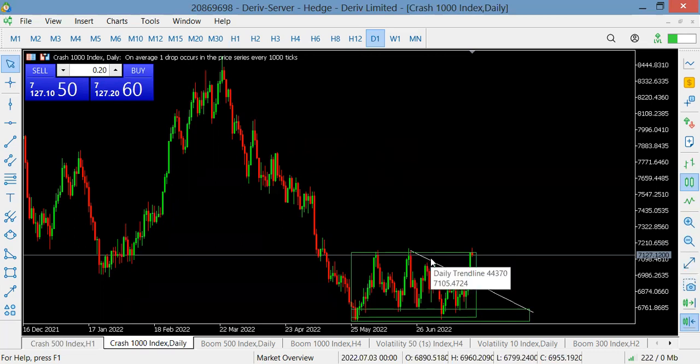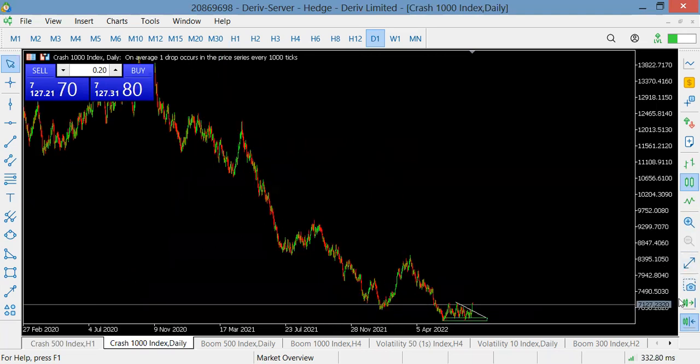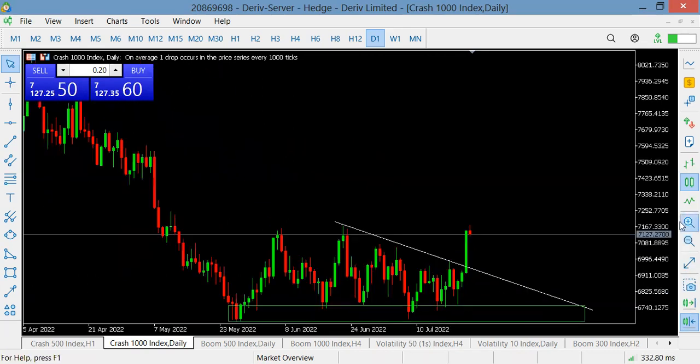But as you can see, also towards the end of my analysis on Crash 1000, I speculated that this is forming a wedge pattern. Until I see price break the wedge either to the upside and come back to retest its zone of entry, I won't be taking a trade. But as you can see right now, price has broken this trend line, the trend line of the wedge.